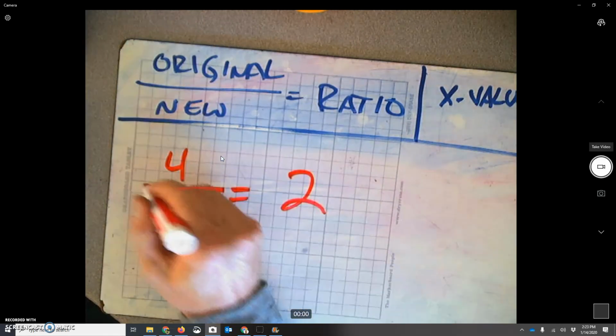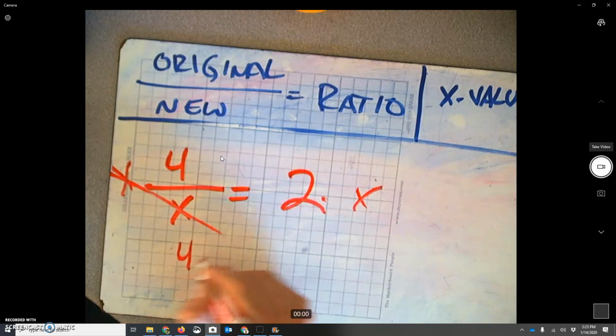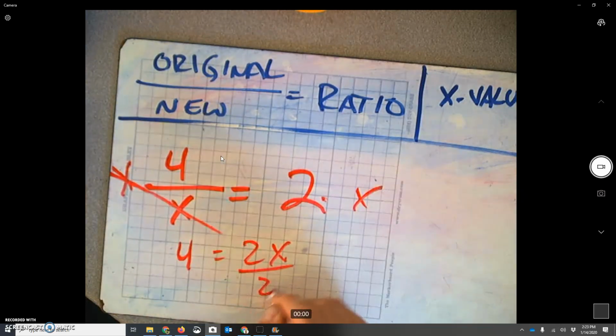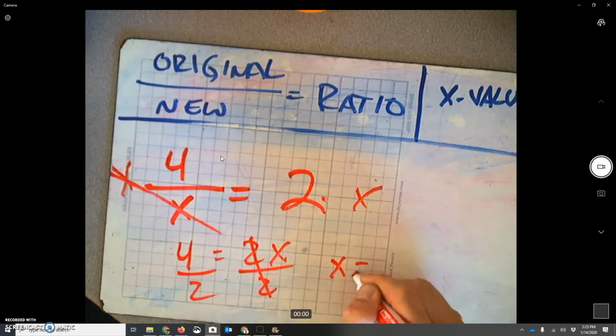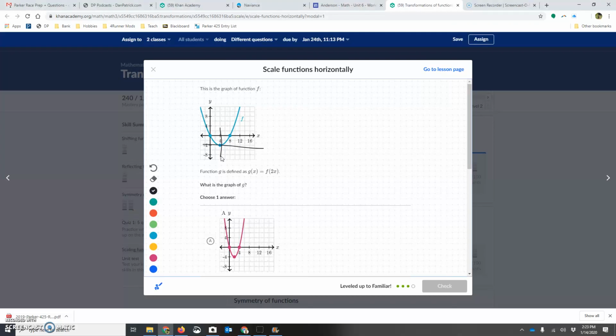Solve for x, same thing as problem 1. We multiply both sides by x to cancel those off. We get 4 is equal to 2x, and then we divide by 2. We get x is equal to 2. So, remember what that means. Our new value should be now at 2. So let's see how many answers we have there that are at 2.